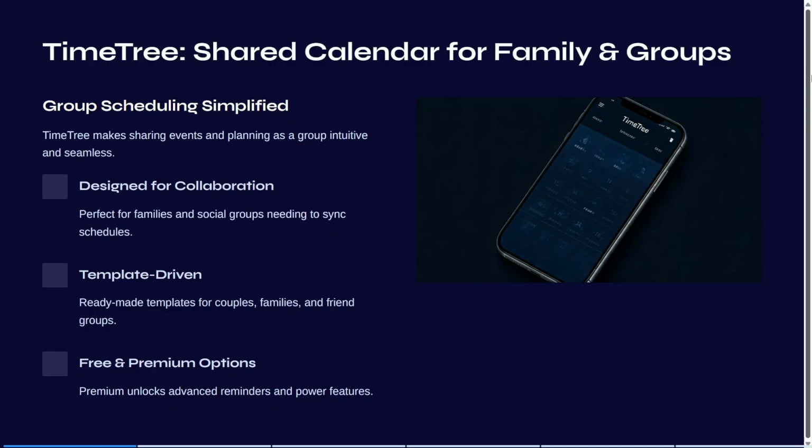We're having a look at Timetree now. Timetree makes sharing your events and planning as a group quite intuitive and very, very easy. It's perfect for families or even social groups that need to sync their schedules, and they have ready-made templates for couples, families, and even friend groups of all sizes. Premium unlocks advanced reminders and also other powerful features, so they really have great options in the free version as well as the premium version.